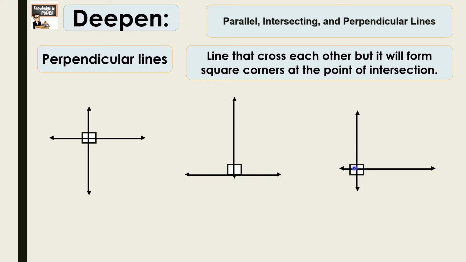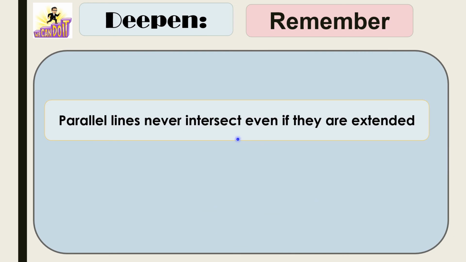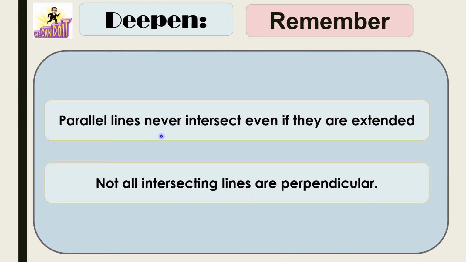So the difference between intersecting and perpendicular lines, as you can see in the picture, is that perpendicular lines meet at exactly one point and form a small square. Okay. Remember, parallel lines never intersect even if they are extended. Not all intersecting lines are perpendicular lines. For that, thank you and I hope you learned something more from Teacher Mark.